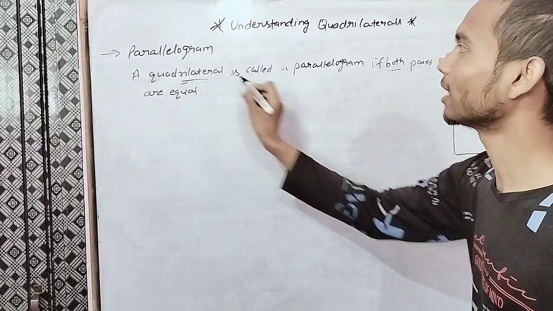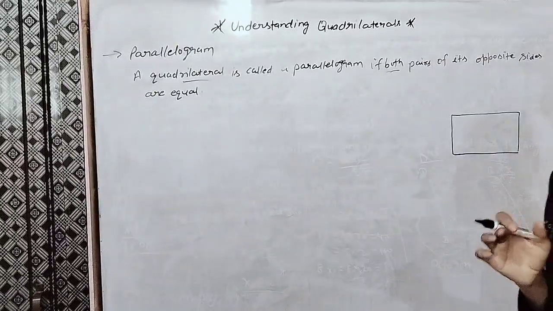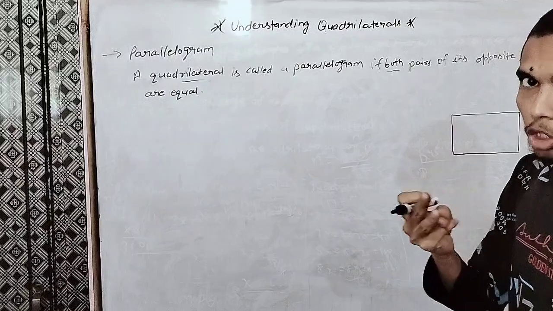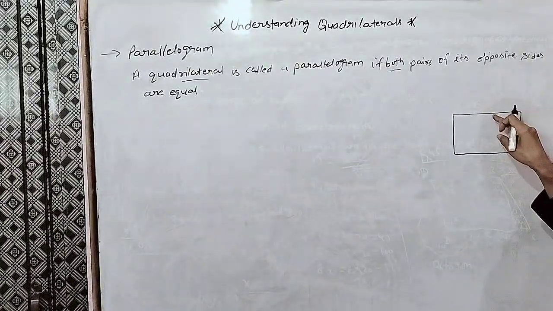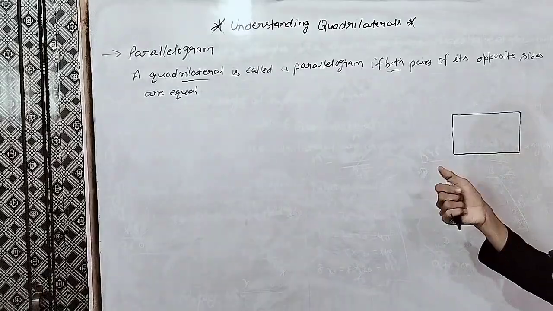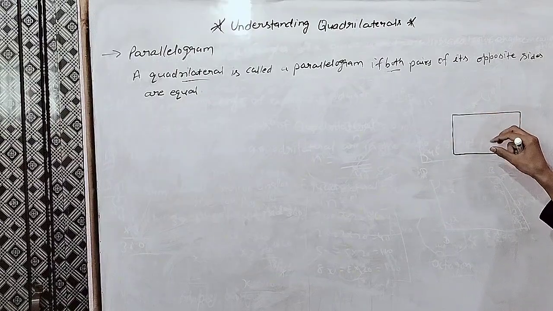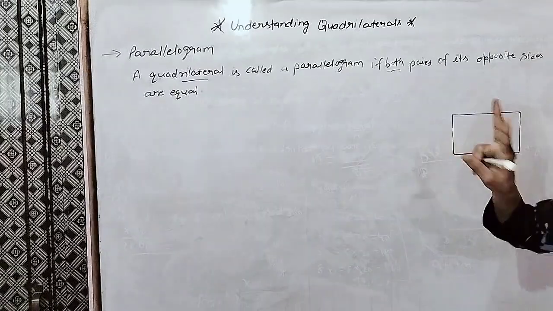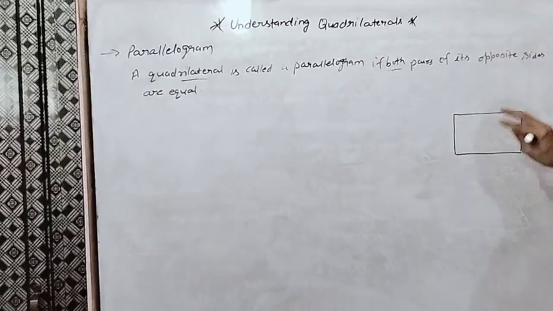We have a quadrilateral, and this type of quadrilateral will be called a parallelogram when it has two pairs of parallel lines. The first line is just opposite to the first line, and the second line is just opposite to the second line. These are what we call parallel lines. So we have two pairs of parallel lines, the first and the second. This definition is the same.